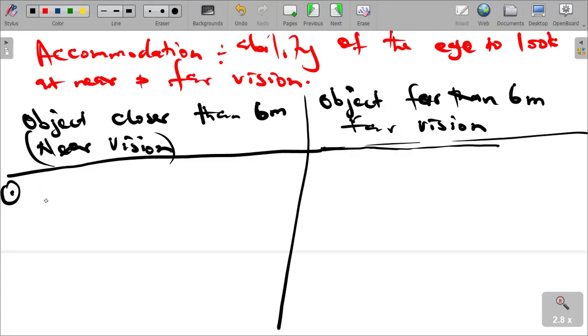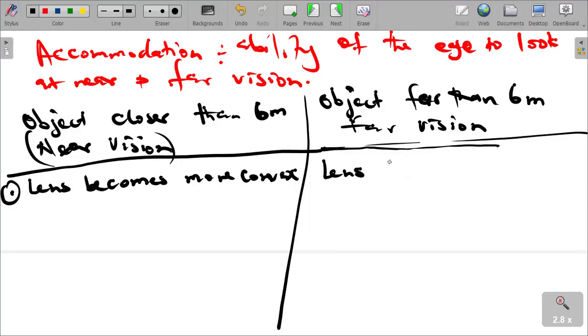The lens becomes more convex on closer vision. The lens becomes more convex. However, on the other side, the lens becomes less convex. There is more, there is less.